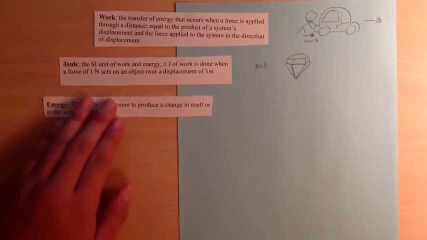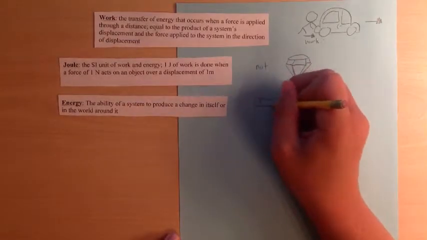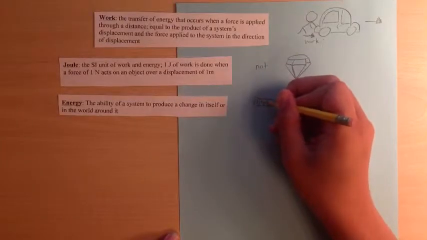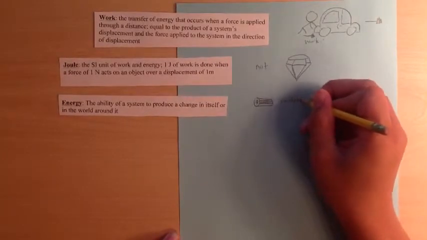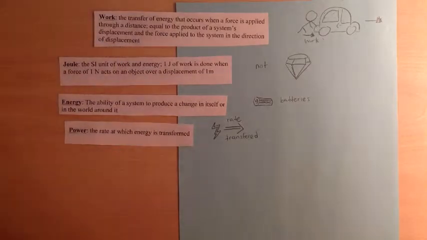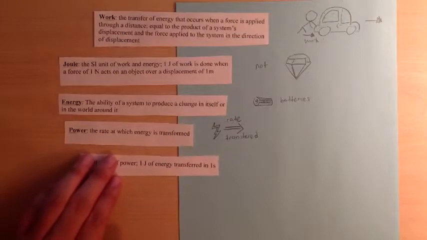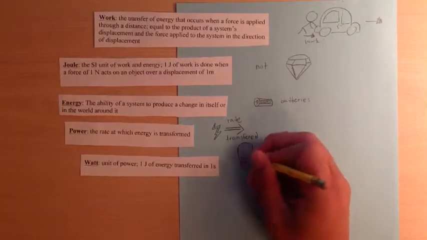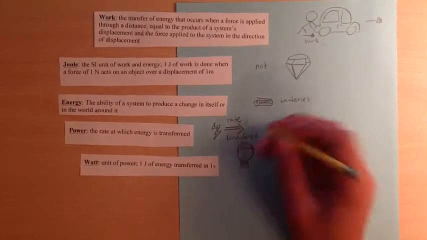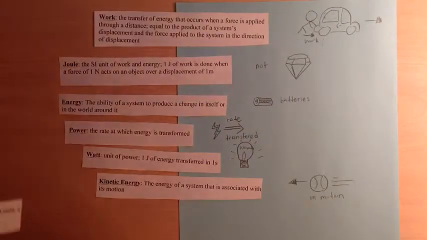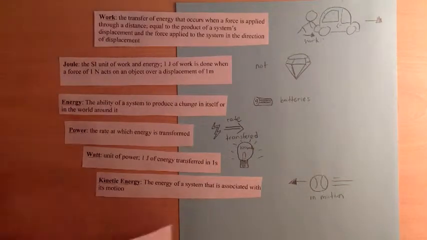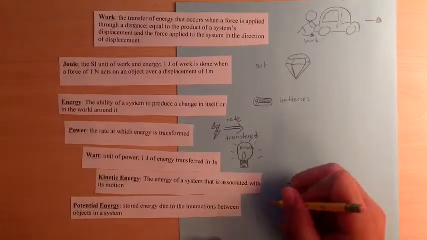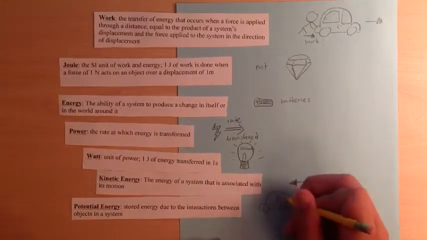Energy is the ability of a system to produce a change in itself or in the world around it. Power is the rate at which energy is transformed. Watt is a unit of power, 1 joule of energy transferred in 1 second. Kinetic energy is the energy of a system that is associated with its motion. Potential energy is stored energy due to the interactions between objects in a system.